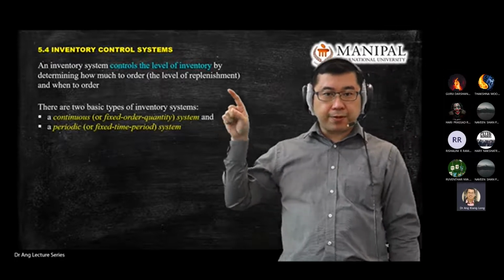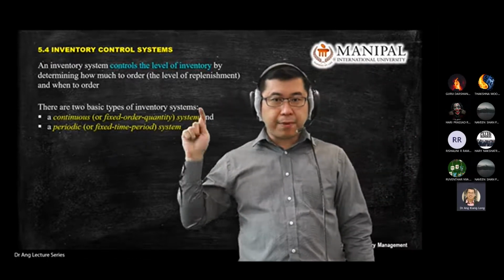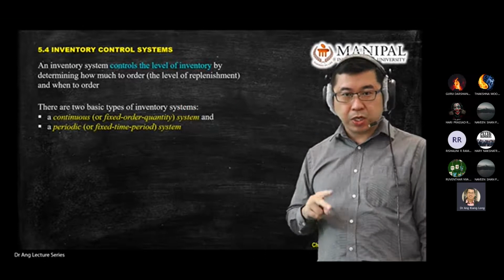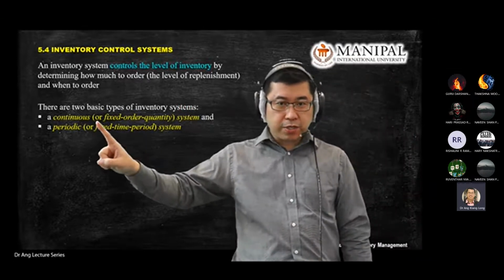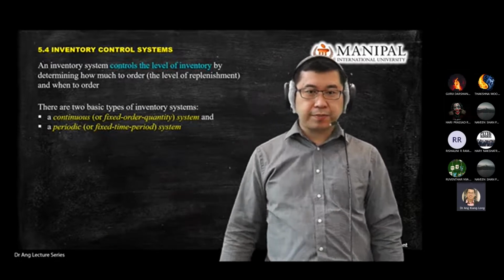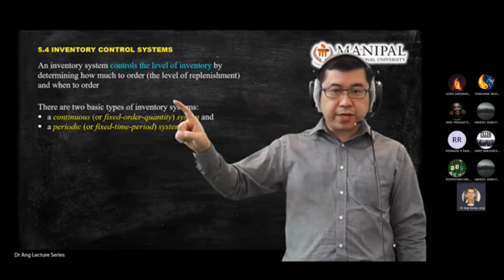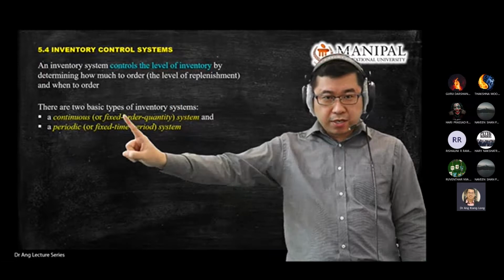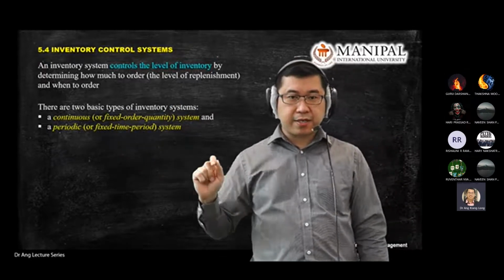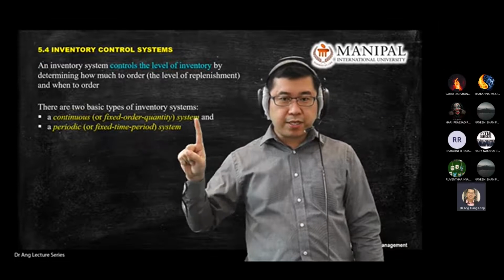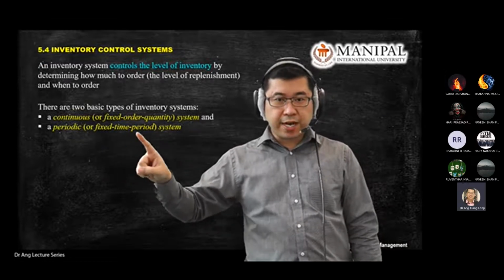Next, we talk about types of inventory system. We have two types of system, continuous and periodic. You have two types of inventory system, continuous or periodic, or in the bracket, fixed order quantity system or fixed time period system.